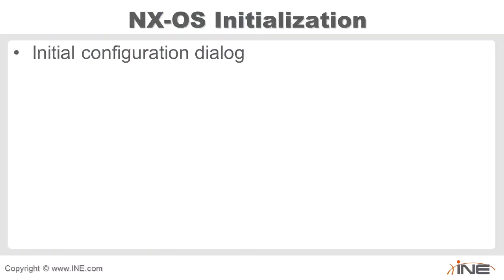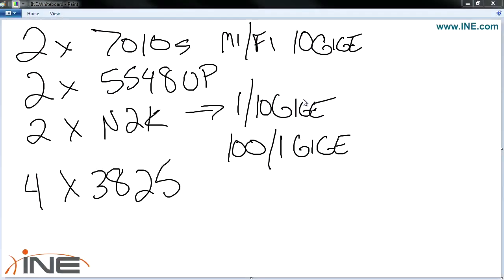What we're really going to focus on now is just the initialization of the 5K platforms, and then of the 7K as well. So just like any other regular IOS box, the first thing that's going to happen when you start up the platform is it's going to go through the initial configuration dialog. So it's just going to ask you a couple questions like, what is the default password that you want to use? Do you want to configure an IP address for management? That type of stuff.